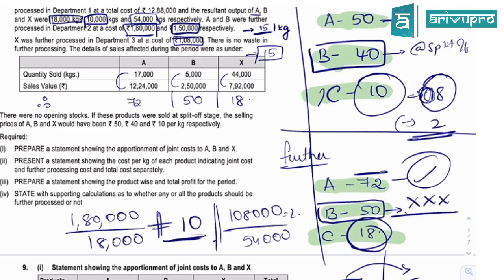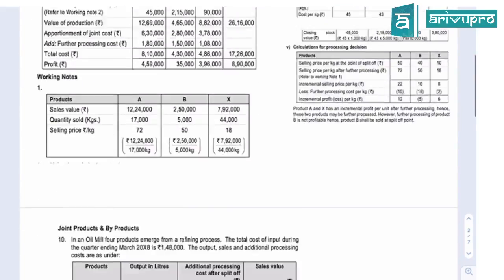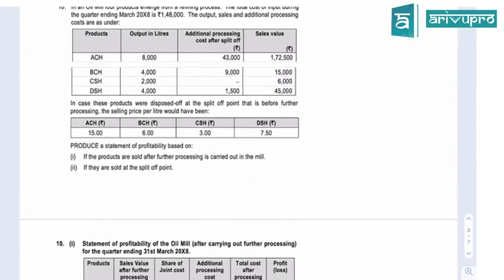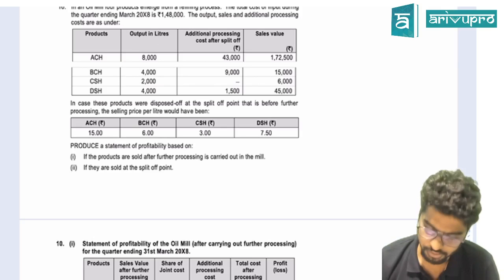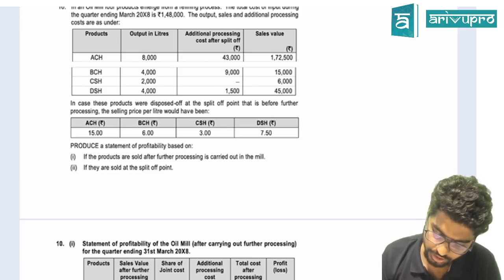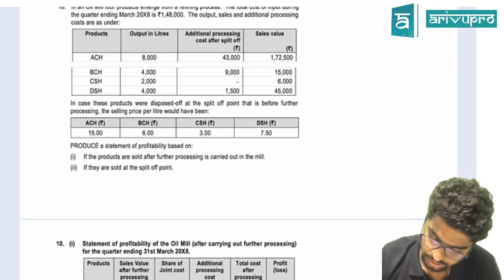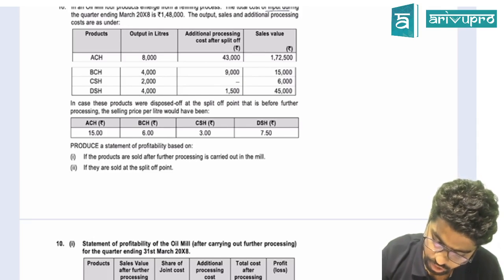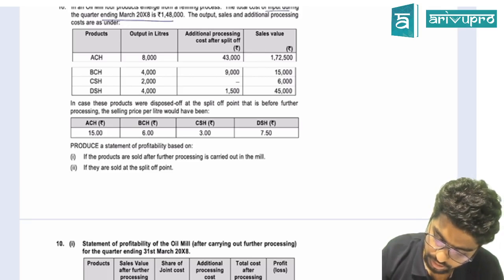Did everyone understand this question? Guys, let's look into the next question. It's actually pretty straightforward. The next question, see here. In an oil flour mill, 4 products emerge from the refining process. The total cost of input during the quarter ending, the output, sales and additional processing cost were under.